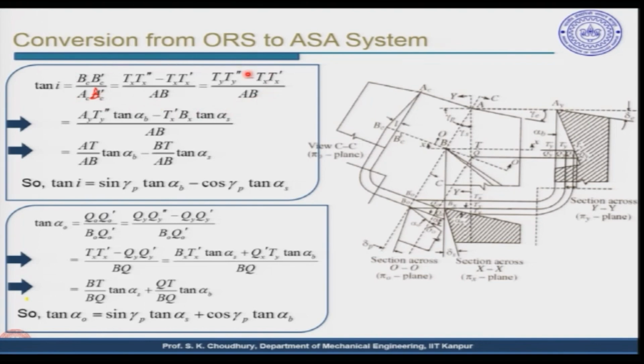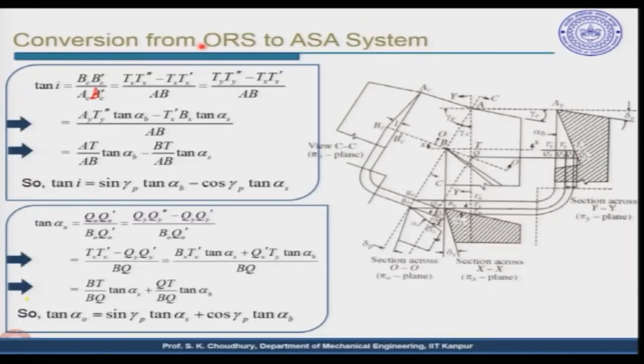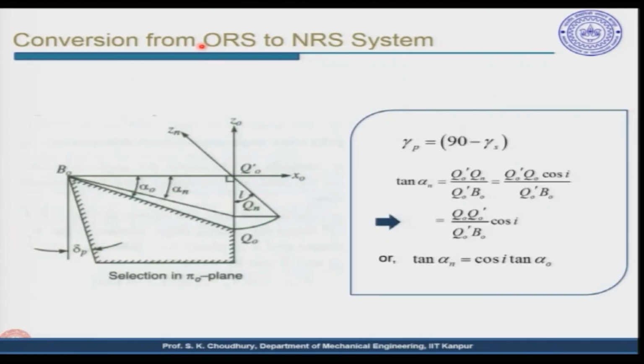Now we have discussed the three different systems in which the tool can be nomenclatured, or tool angles can be defined, and these three systems are different. These three systems can be correlated. For example, here we have shown ASA to ASA, ORS to ASA, and similarly we can convert from the ORS to the normal rake system, the international system. This is a very interesting fact. Suppose we have the tool in the ORS system.